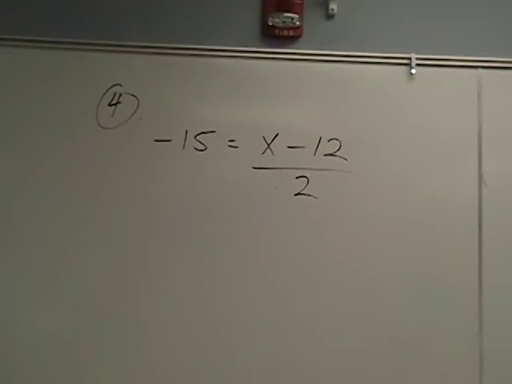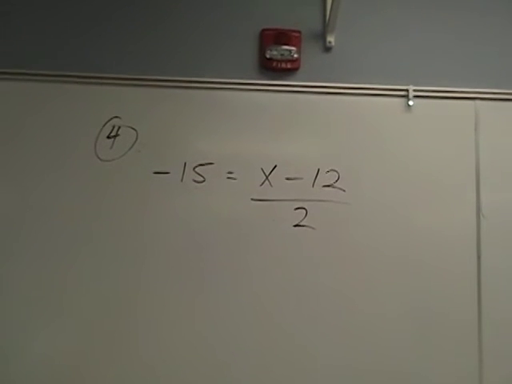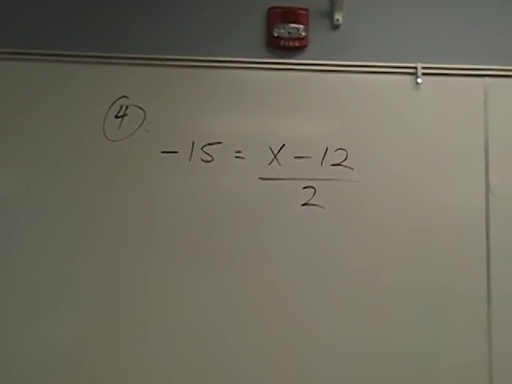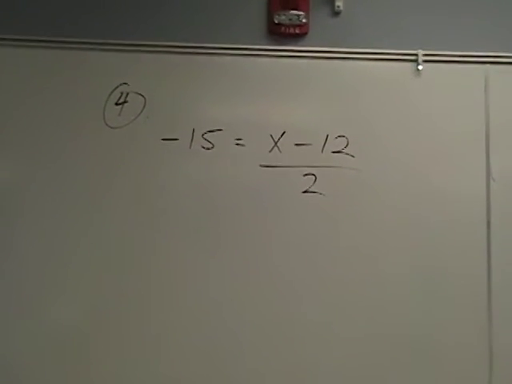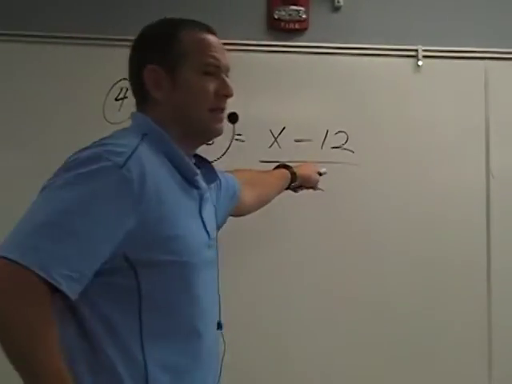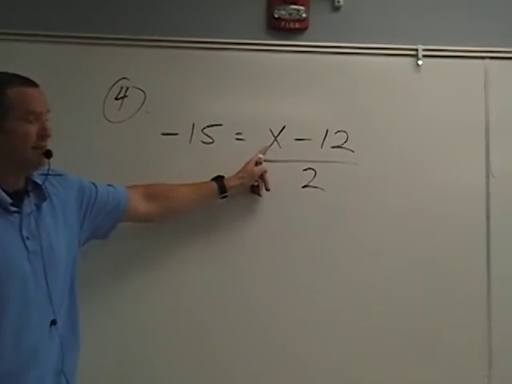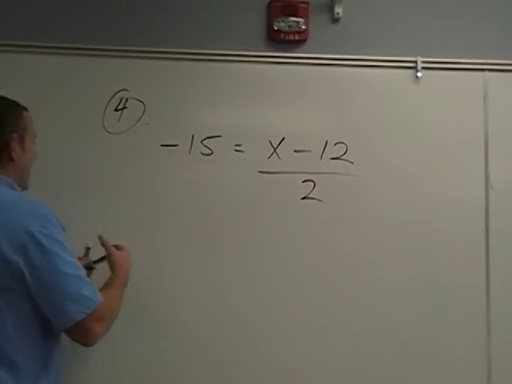Divide the negative 12 by what? Close. Mackenzie. Multiply each side by 2. This is division. We want to get rid of this to get this by itself. So, multiply both sides by 2.